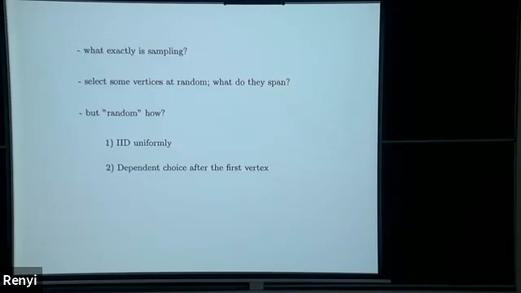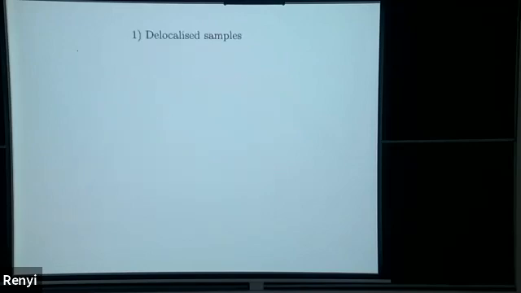So we'll be looking into these two possible approaches to selecting at random. The first one, IID uniformly distributed, is what I would call delocalized samples. As I said, you fix k and you choose k vertices uniformly at random from the vertex set V(G), and then you look at what these vertices span. This yields an empirical distribution on the set of simple graphs on k vertices, and that's a finite set on which you have some distribution.